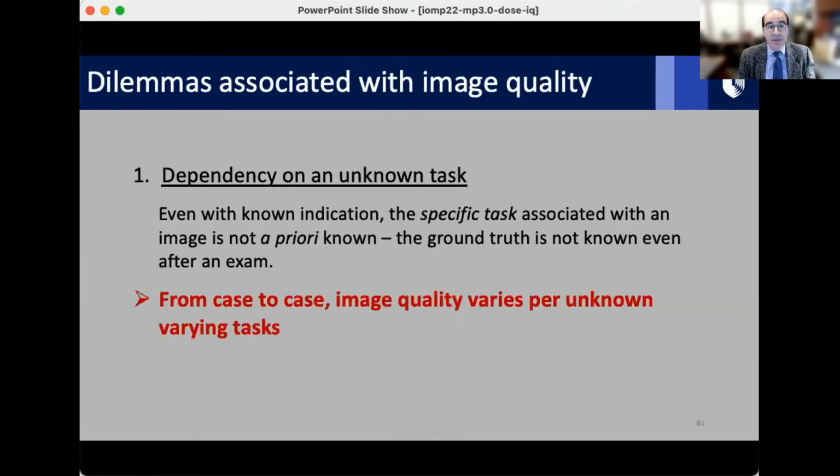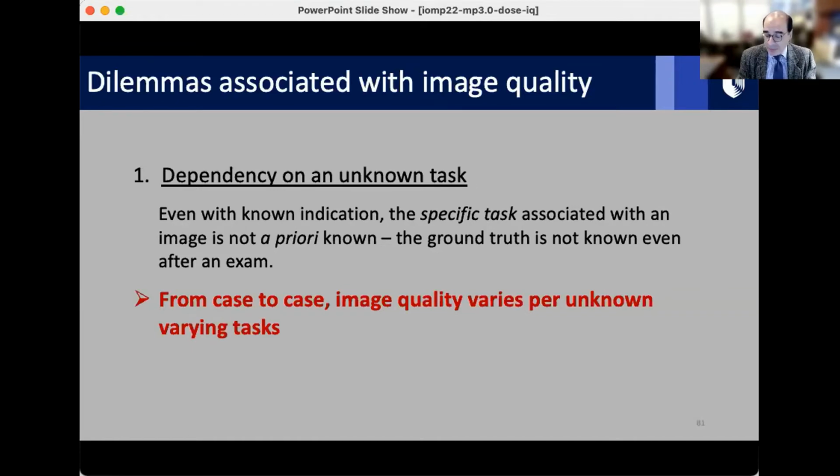And what are the problems? Number one, it depends on the task. The problem is that we don't know the task ahead of time. Before I image the patient, I don't know if I am looking for a 5mm lesion or a 15mm lesion. If I don't know it, then I don't know what the image quality is. So even with a known indication, for example, I'm looking for a liver lesion, the specific task associated with an image is not a priori known. The ground truth is not known even after the exam. So from case to case, image quality actually varies if you follow the ICRU definition, per unknown varying tasks.